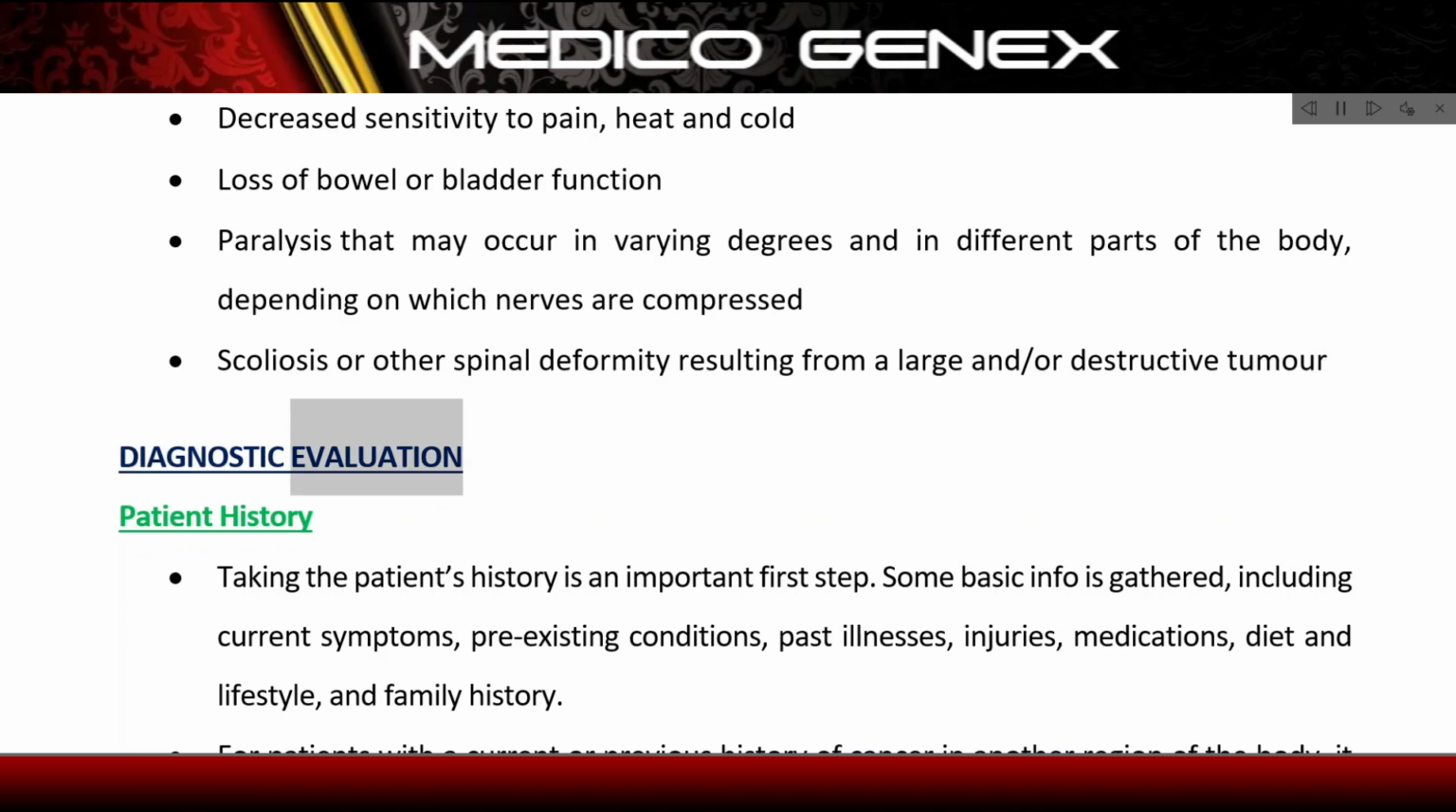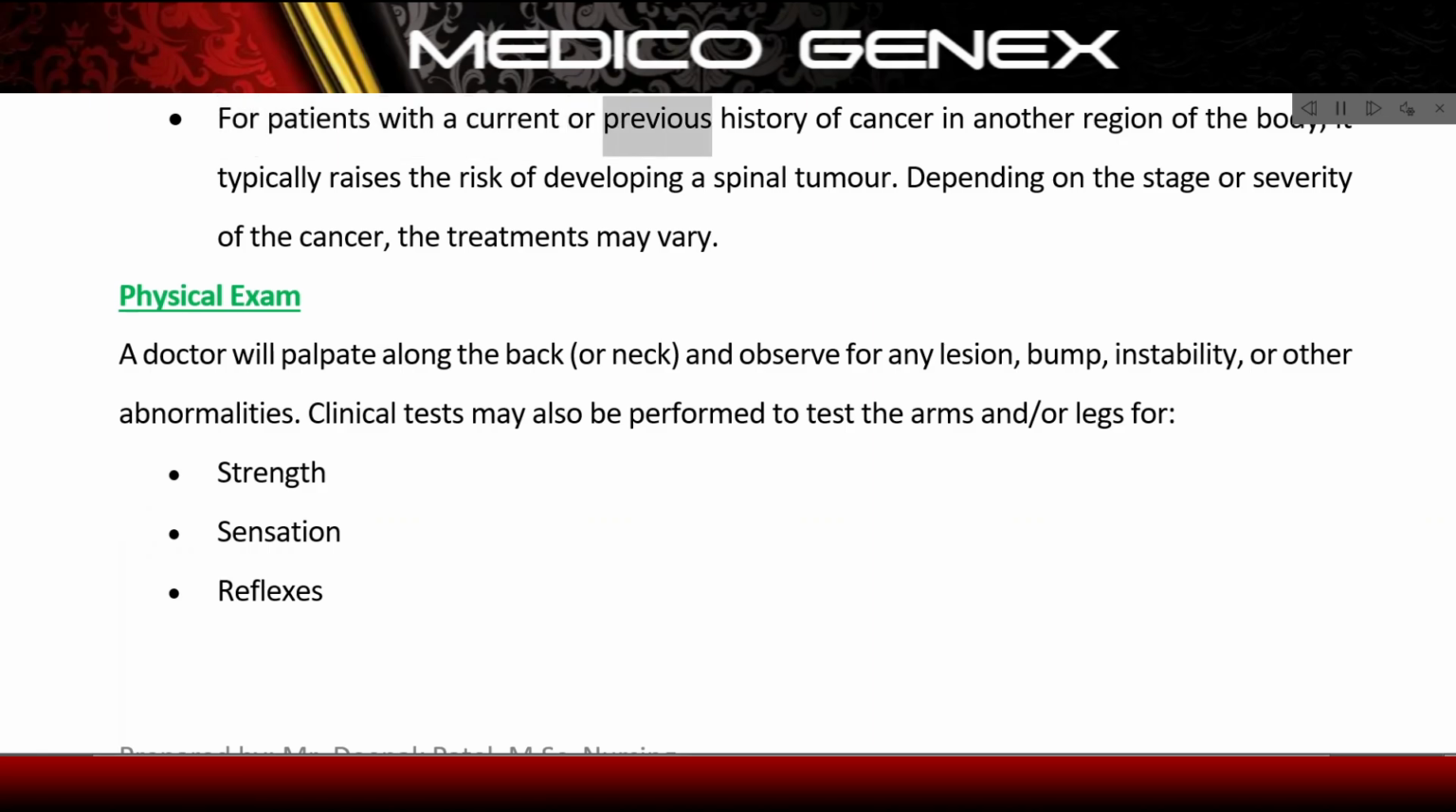Diagnostic evaluation. Patient history. Taking the patient's history is an important first step. Some basic info is gathered, including current symptoms, pre-existing conditions, past illnesses, injuries, medications, diet and lifestyle, and family history. For patients with a current or previous history of cancer in another region of the body, it typically raises the risk of developing a spinal tumor. Depending on the stage or severity of the cancer, the treatments may vary.